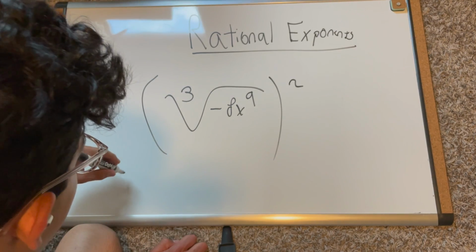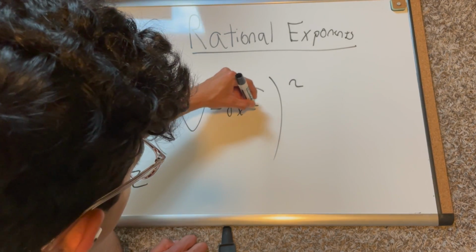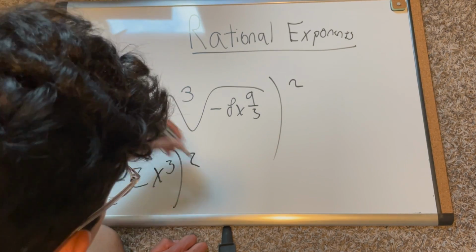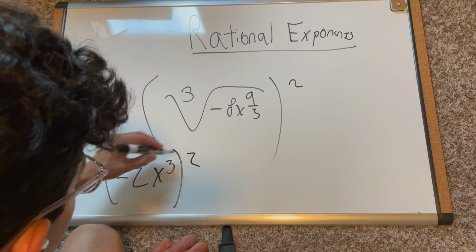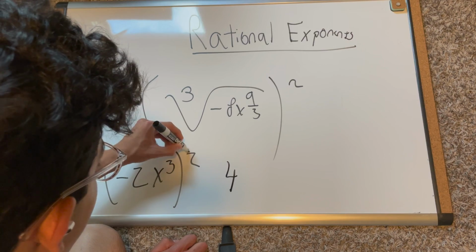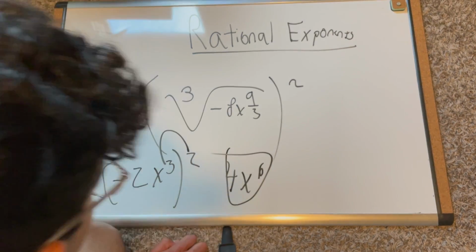What's the cube root of negative 8? Negative 2. 9 divided by 3, x to the 3rd. Then square it. Negative 2 squared is 4. 2 times 3, x to the 6th. And that's your answer.